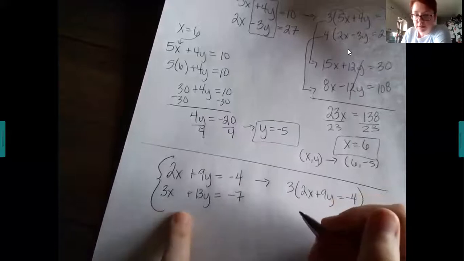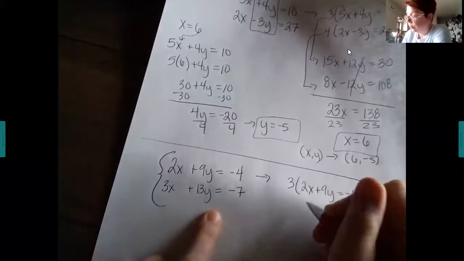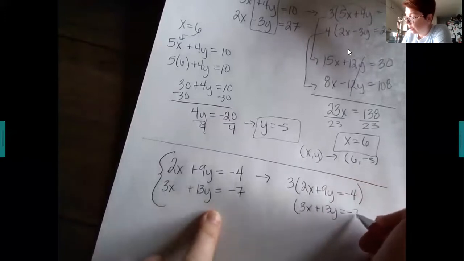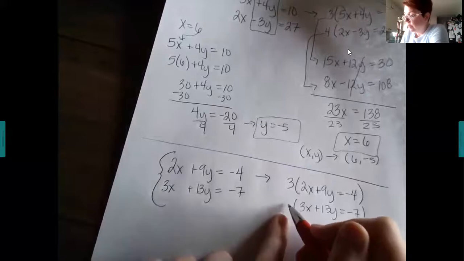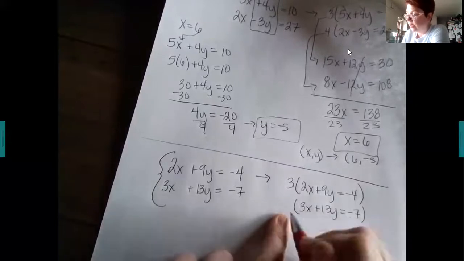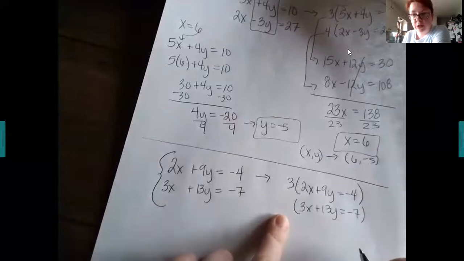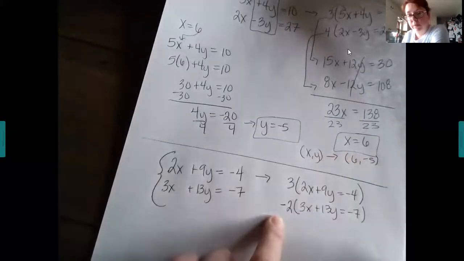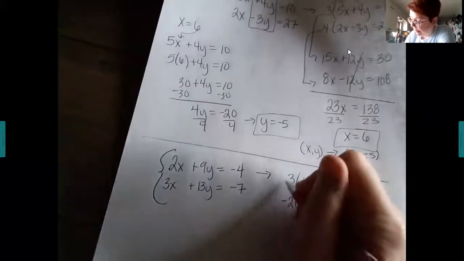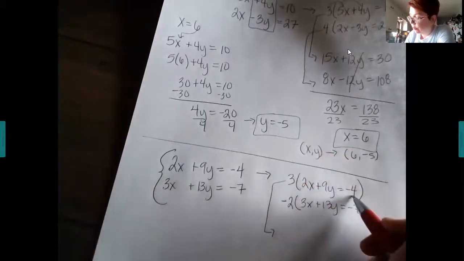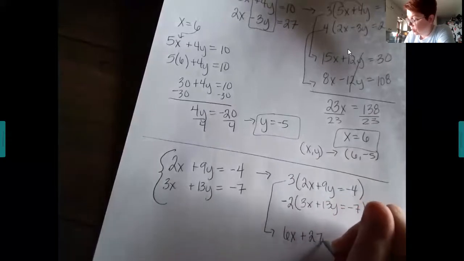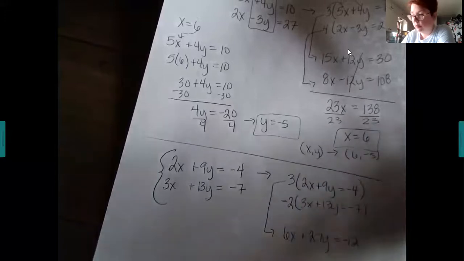Okay. Here, for this second equation, 3x plus 13y equals -7. So if I multiply this by a 2 to make it into a 6, that's fine. But then I might have some subtraction issues rather than being able to just add opposites and cancel it out. So I'm going to multiply this by a -2. Right. So I'm going to distribute that. So I get 6x plus 27y equals -12.